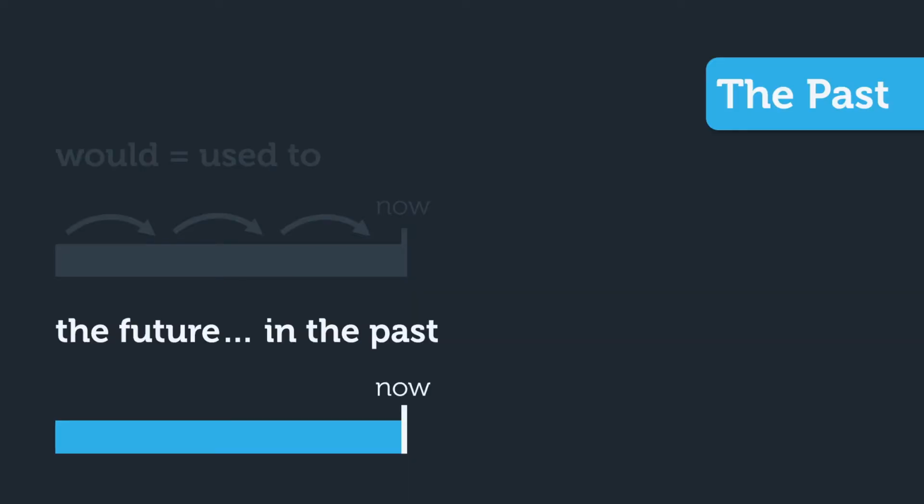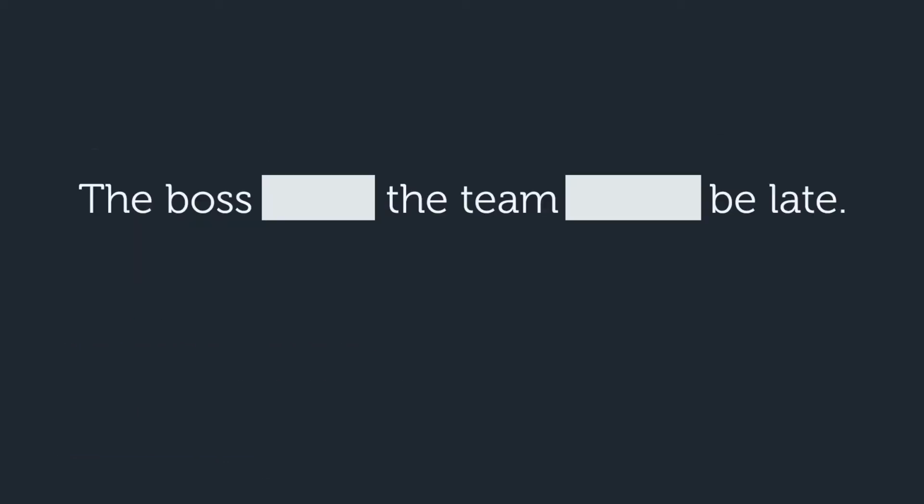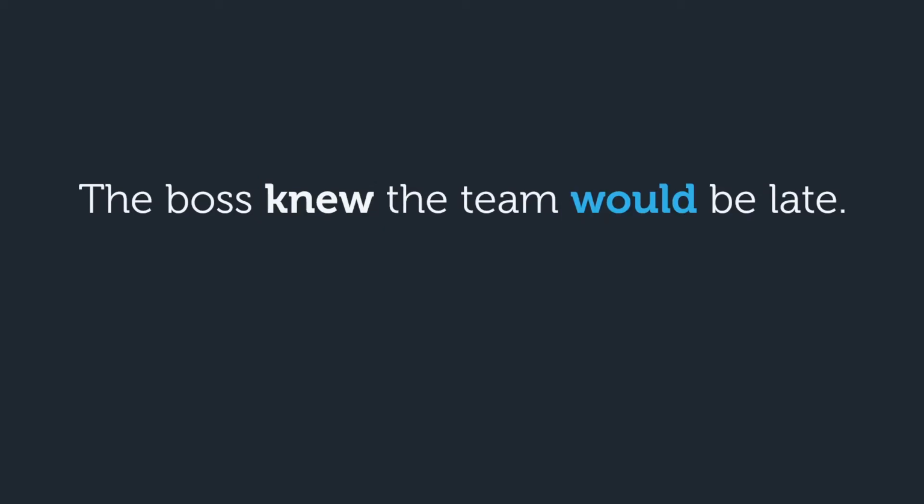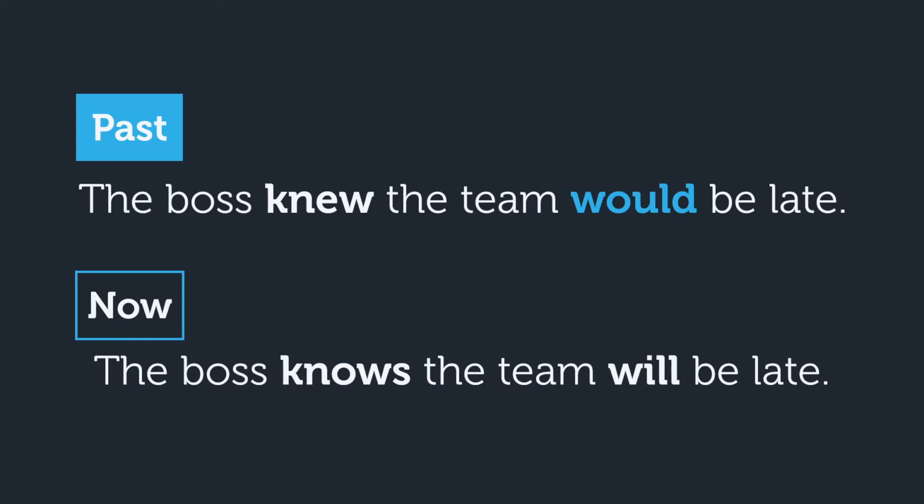Another way we use would in the past is to talk about the future from the perspective of the past. How would you say that your boss was aware that his team was going to be late? The boss knew the team would be late. This is the past tense version of saying the boss knows the team will be late.